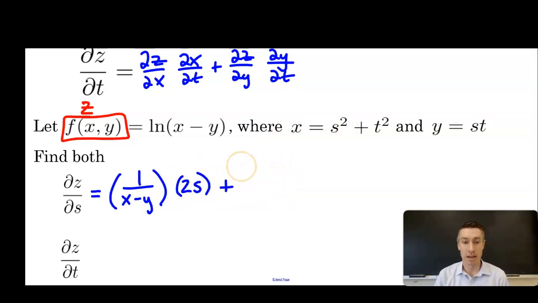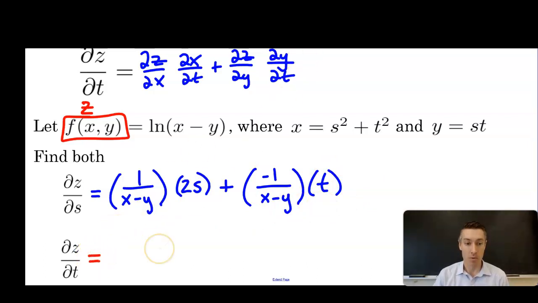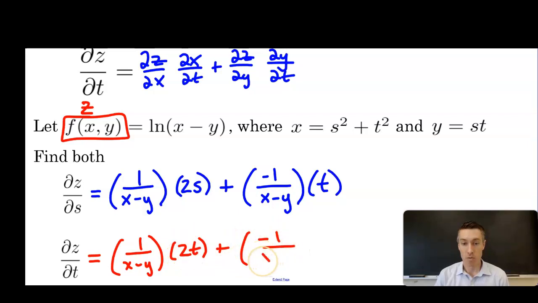And then plus, now we're differentiating with respect to y. So 1 over x minus y times the derivative with respect to y is negative 1, so I'll negate the numerator. And then differentiating y with respect to s, you get t. And then if we run through that again, but now with respect to t, so still 1 over x minus y, which is nice. We've already done that derivative. And now differentiating x with respect to t, we get 2t. Still negative 1 over x minus y there. And differentiating y with respect to t, we get s.